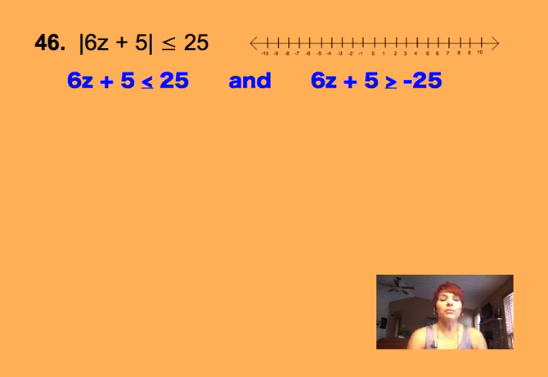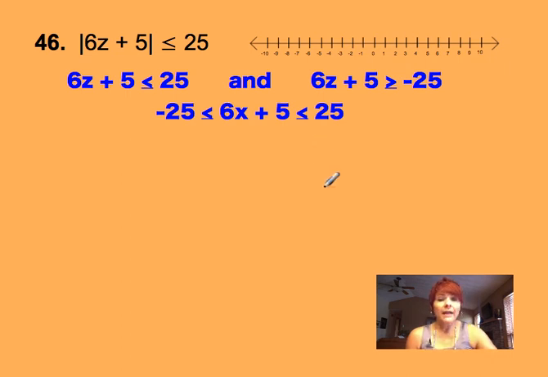The other way that you could write this, and this is the way that I like to do it, so this is the way I'm going to solve this problem, is you could write it as an in-between. Notice I put a negative 25 in the front. I kept a less than or equal to symbol, and then I have 6z plus 5, and then you have the less than or equal to symbol with the positive 25.